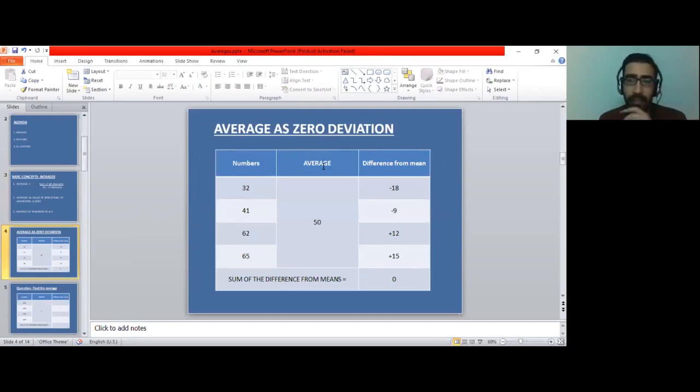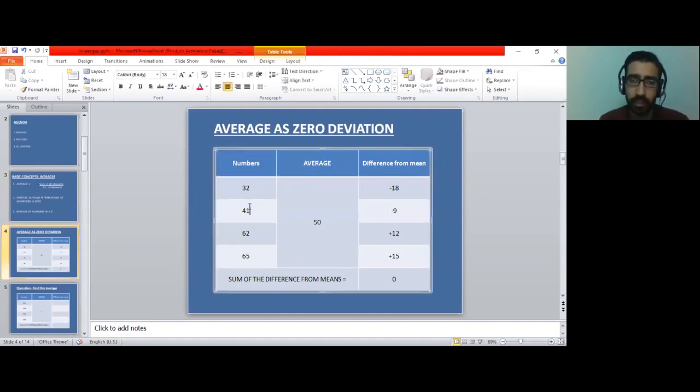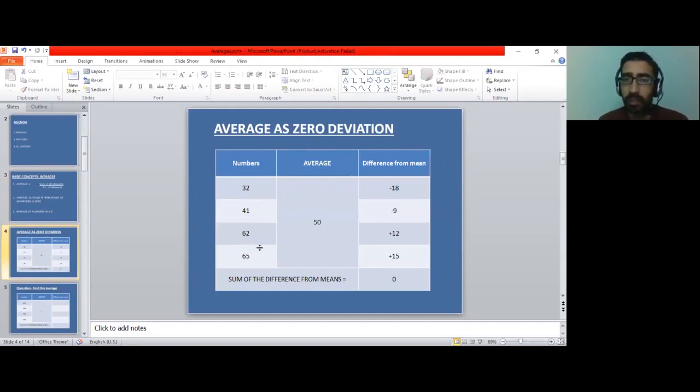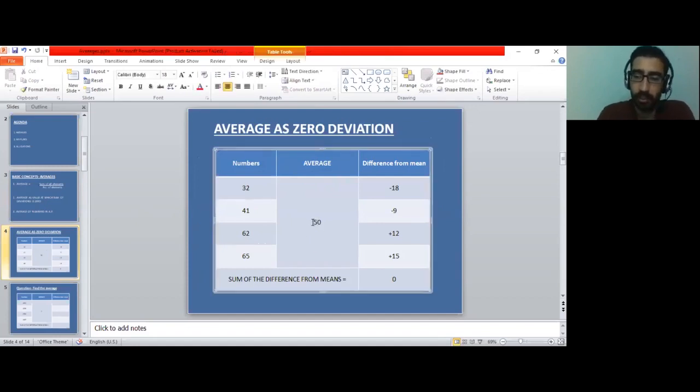Now, when I say average is zero deviation, look at the figures here. Say I have these 4 numbers, 32, 41, 62, 65. Say they are the ages of 4 people in a group. If you calculate their average, it is going to be 32 plus 41 plus 62 plus 65, which comes out to be 200. Sum of everyone's age is 200. You divide that by 4 people present, you get average age 50 years.